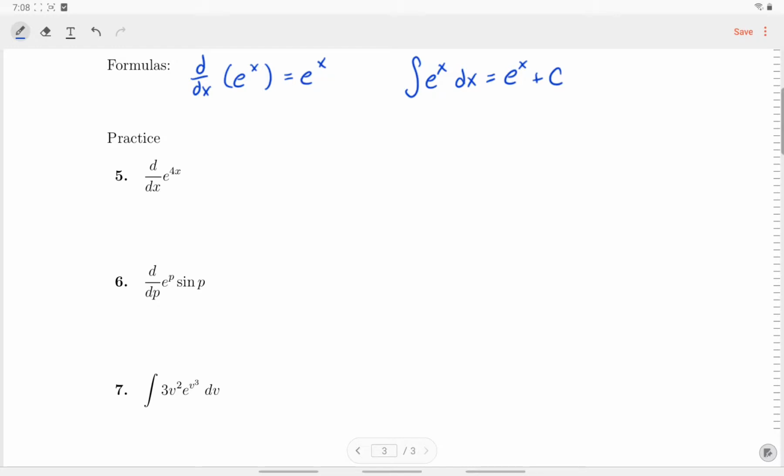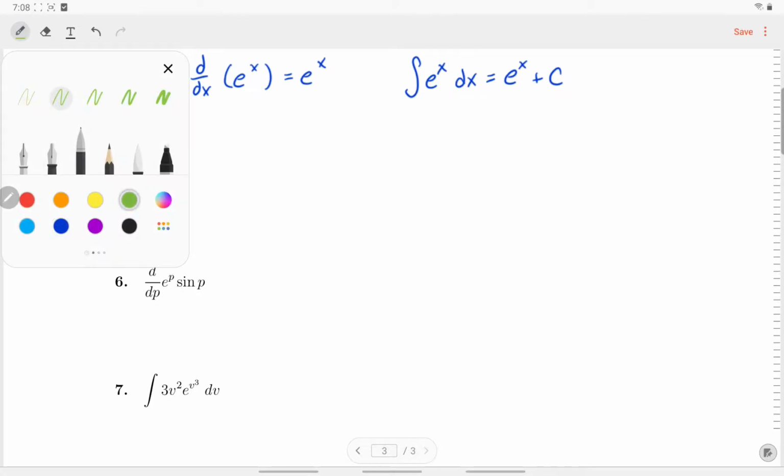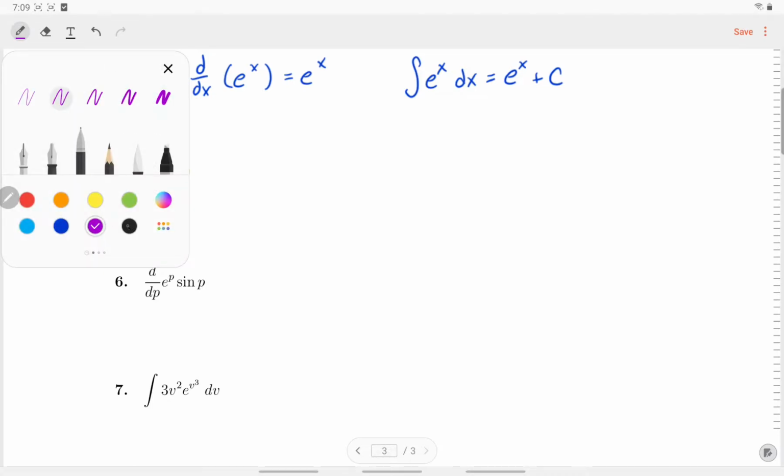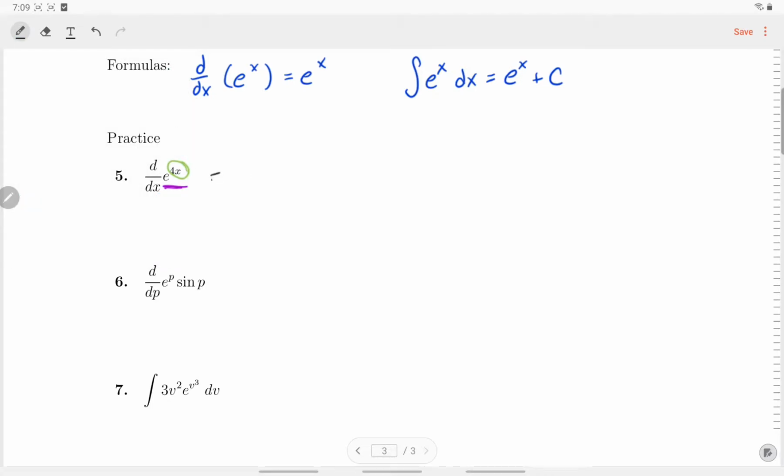Okay, practice problem number 5. So I see here I have a function inside a function, right? My inside is 4x, and my outside is the e, so it's chain rule. So chain rule says keep the outside function and take its derivative, keeping the inside the same. My rule for e to the x is it stays the same.